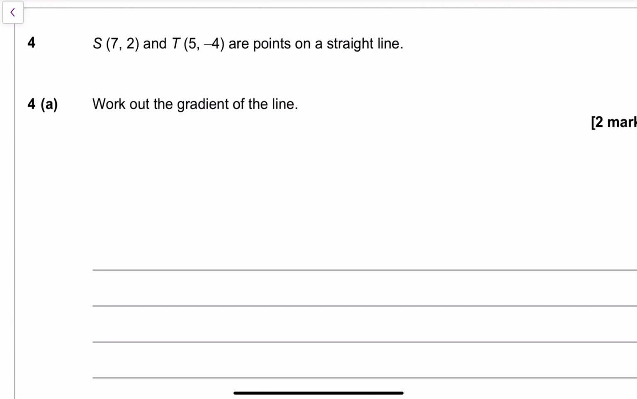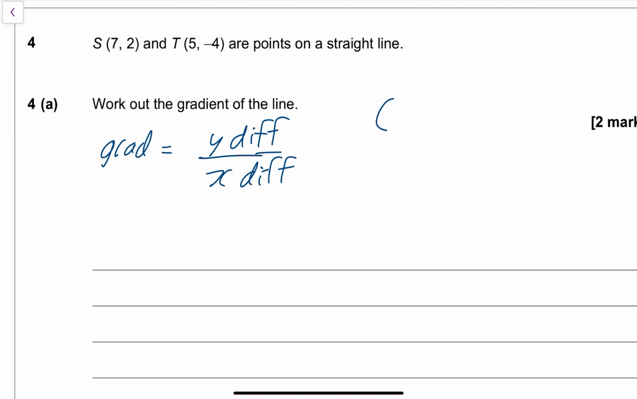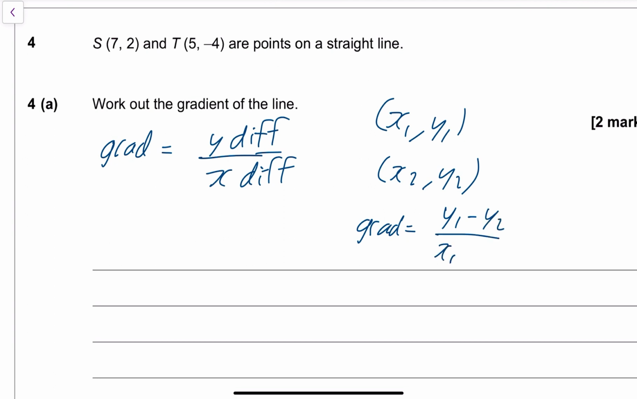S is equal to 7, 2, and T is equal to 5, minus 4, and they are points on a straight line. Work out the gradient. Now my way of doing the gradient is the y difference over the x difference. You may have learned that if your points are x1, y1, and x2, y2, then your gradient will be equal to y1 minus y2 over x1 minus x2.